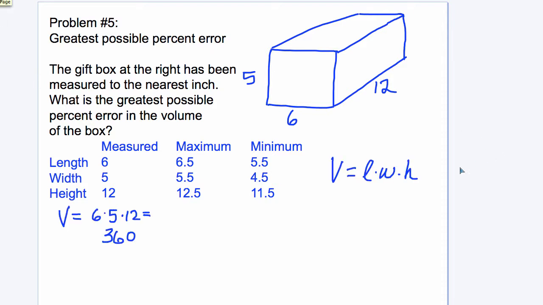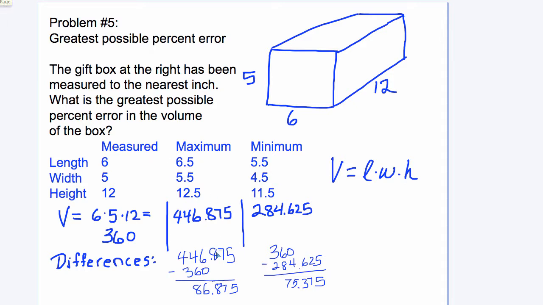The formula for volume is length times width times height. So the measured volume of the box is 6 times 5 times 12, which is 360. The maximum possible is 6.5 times 5.5 times 12.5, that's 446.875. And then the minimum possible is 284.625. That would be 5.5 times 4.5 times 11.5. Now, let's see which one of those two, whether the maximum or the minimum, is farther away from the measured volume.